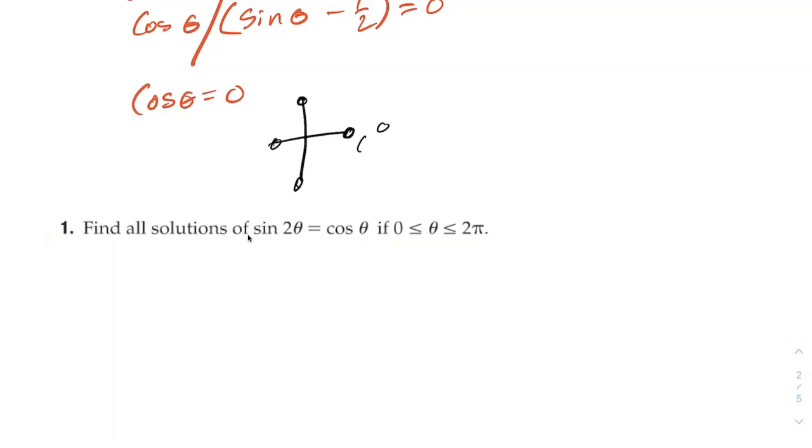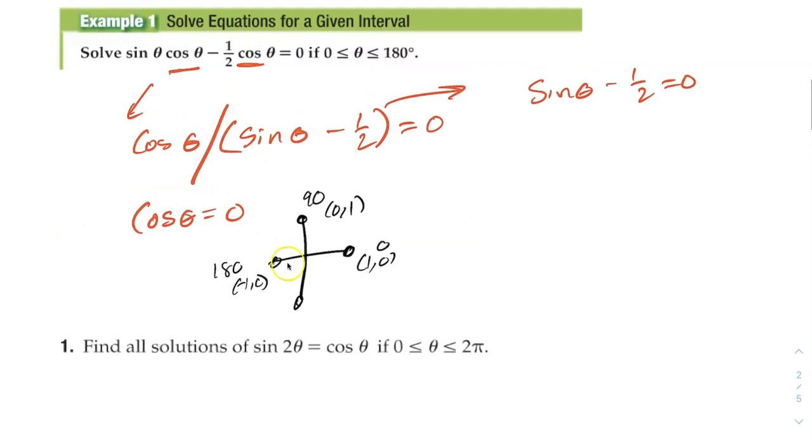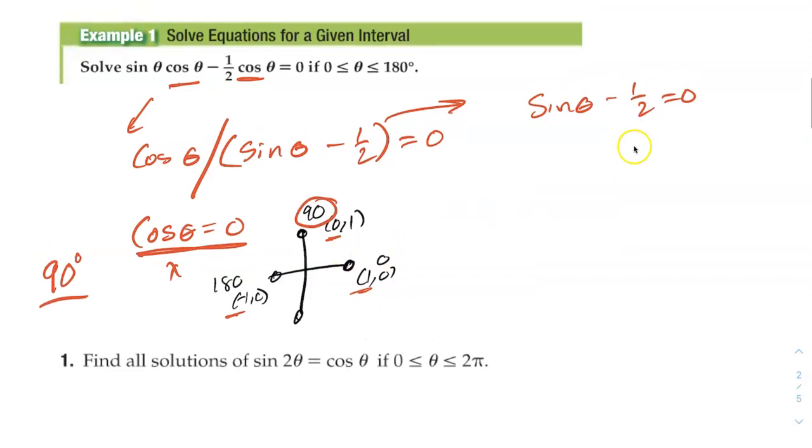So this is 0, and that's 1, 0. This is 90, and that's 0, 1. This is 180, and that's -1, 0. I would go further, but remember, my domain is only from 0 to 180, so that's all I care about. Cosine is the x value. So look at your x's, and the only one that equals 0 is 90 degrees. So that's one answer.